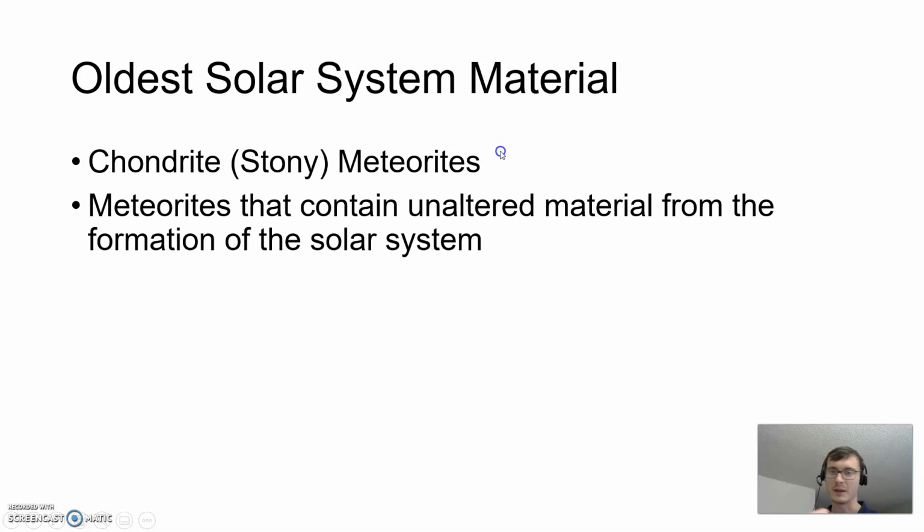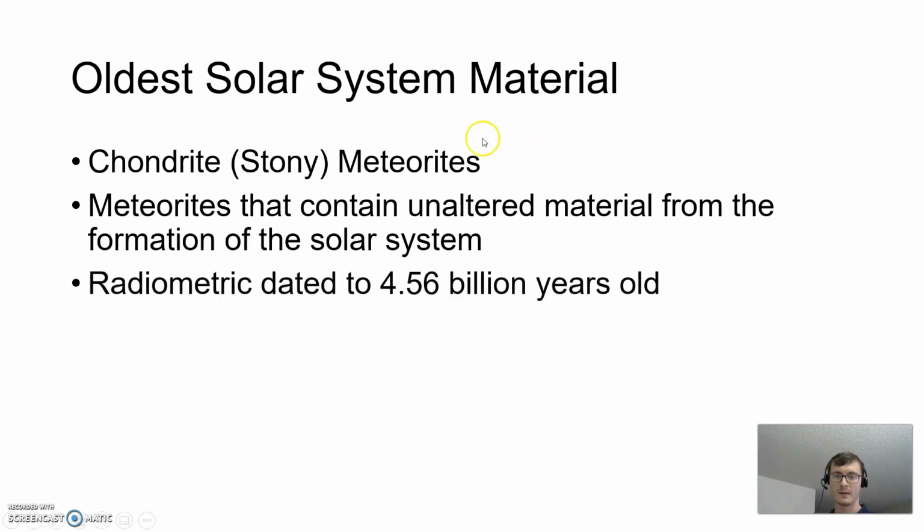So, if we can figure out how old these are, we figure out how old the solar system is. And since we believe the planets in the solar system formed at about the same time, if we know the age of these meteorites, then we know the age of the solar system, and then we know the age of the Earth. Using radiometric dating, which we'll talk about more in a little bit, we get this number, 4.56 billion years.